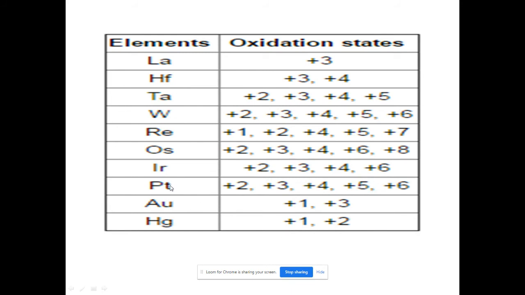And the next element is platinum. It exhibits oxidation states from +2 to +6. And the next element is gold with the oxidation states +1 and +3. And the last element of 5D transition series is mercury, which exhibits the oxidation states of +1 and +2.